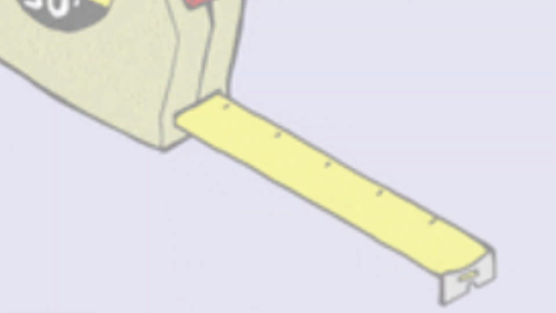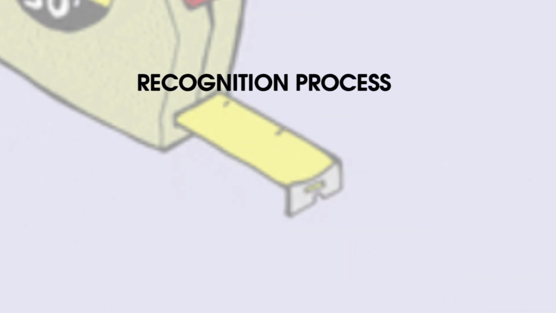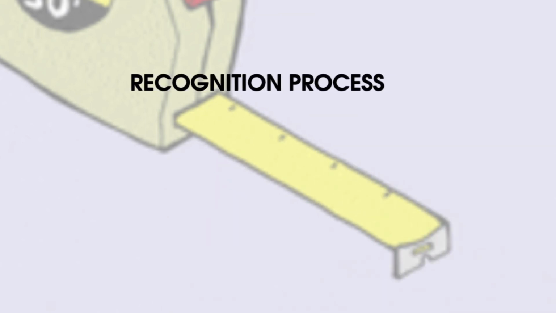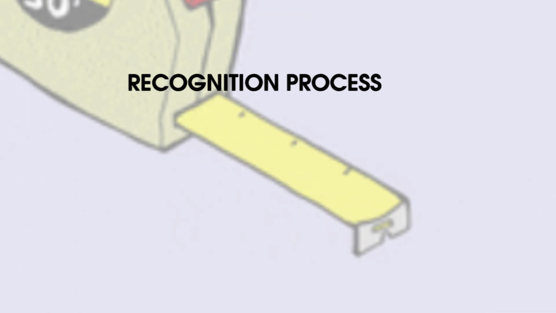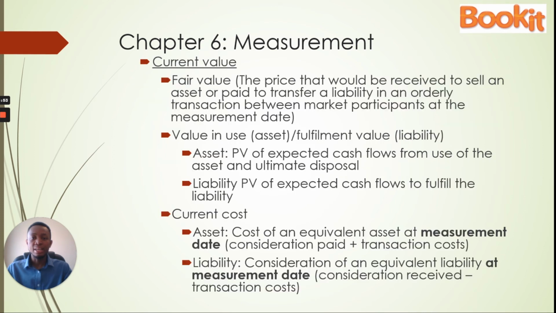There are different measurement bases as stated by the Conceptual Framework, one of which is historic cost. The historic cost of an asset is the consideration paid to acquire or create the asset, plus any transaction cost. The historic cost for a liability is the consideration received to incur or take on the liability, less any transaction cost. The second measurement basis is current value, and this can be broken down into fair value, value in use or fulfillment value, as well as current cost.